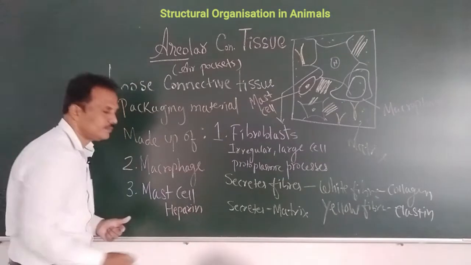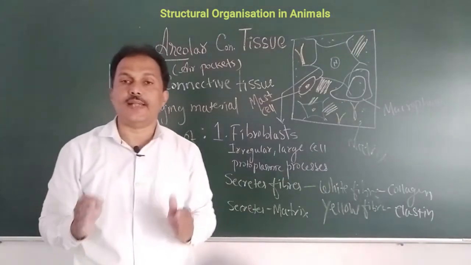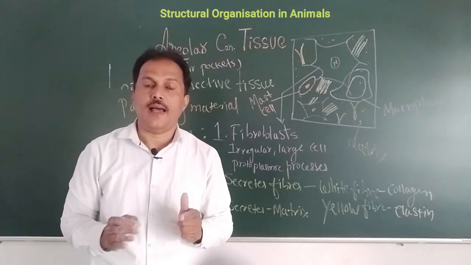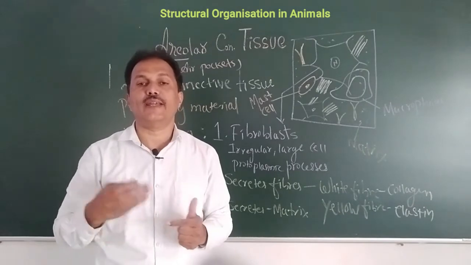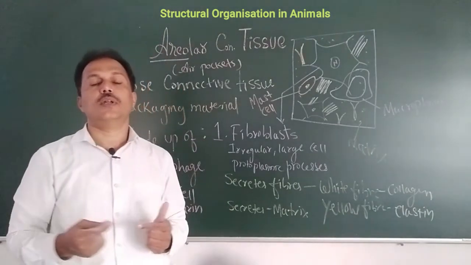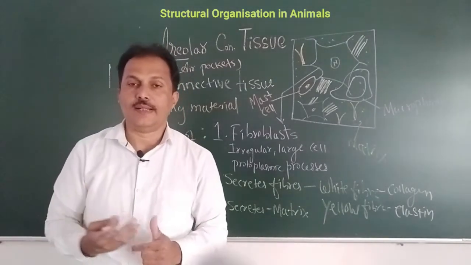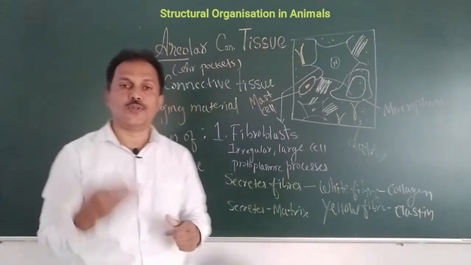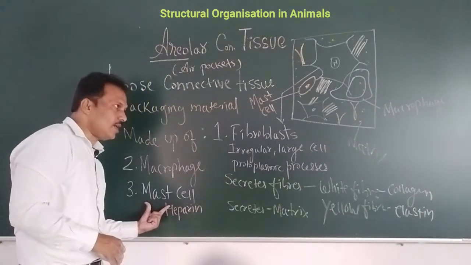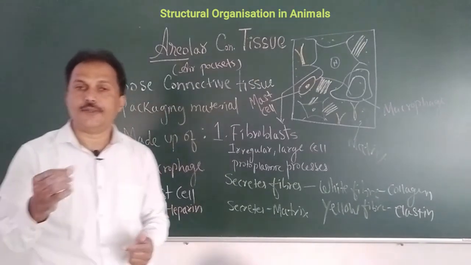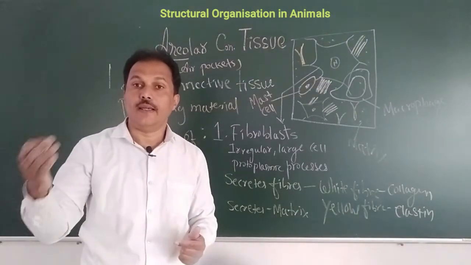Number one. What is heparin? It is a natural anticoagulant. That is a natural anticoagulant. It is produced by the mast cell. So this is the first point, natural anticoagulant heparin.